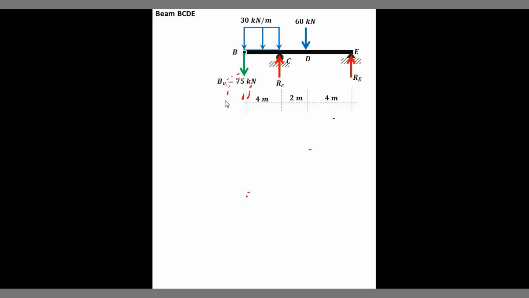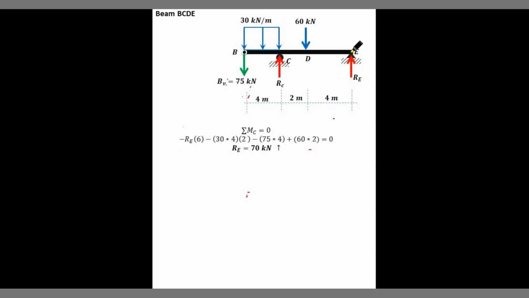So, for this beam, nakuha na natin yung internal reaction at point B, which is BV, that is equal to 75 kilonewtons. I can now solve for the value of my RC and RE. So, summation of moments at C, I can get the value of my RE, which is equal to 70 kilonewtons. Kindly double check the values I am presenting to you, kung tama ba yung mga pinaglalagay ko na values dyan.